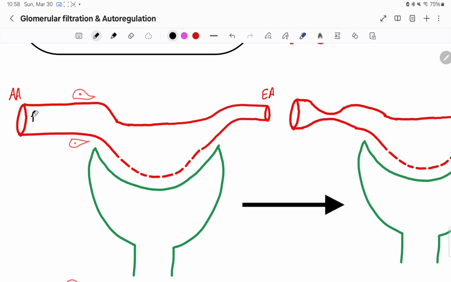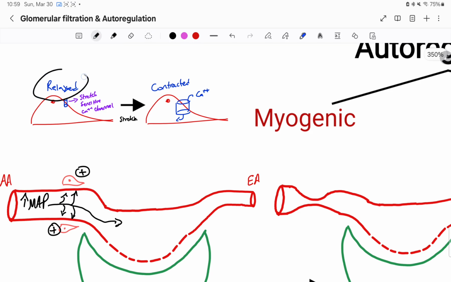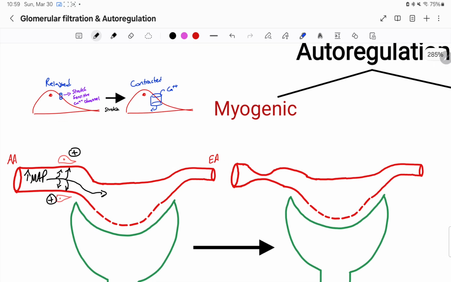Let's say you have a high mean arterial pressure. This high mean arterial pressure will increase the blood flow into the glomerulus, okay? At the same time, it will put pressure on the walls of this actual afferent arteriole, stimulating these smooth muscle cells by stretching them. You guys know that when I stretch these guys, what happens? Let's take a look. When I stretch these smooth muscle cells, they go from a relaxed state into a contracted state. How does that happen? Well, these smooth muscle cells have a stretch-sensitive calcium channel, and when they become stretched, that calcium channel will open up, and calcium will start rushing into that smooth muscle cell, causing a contraction, okay?